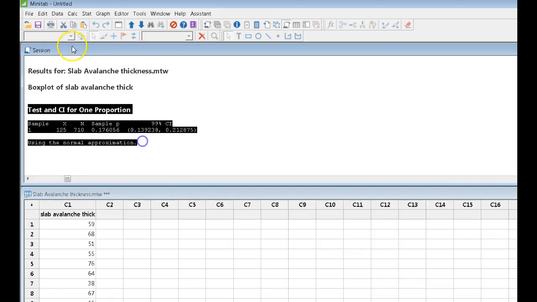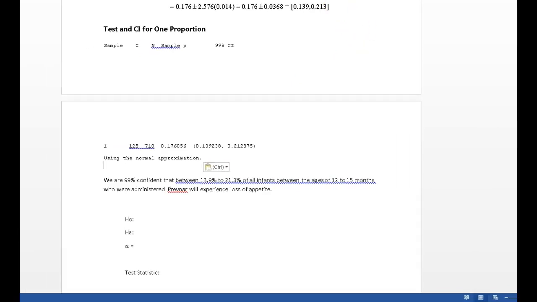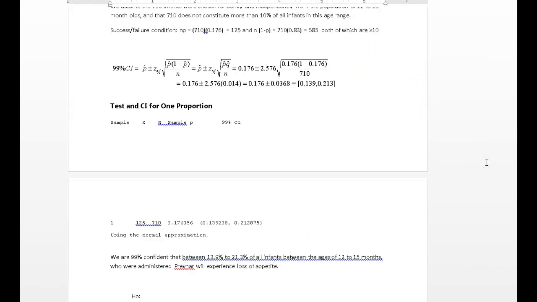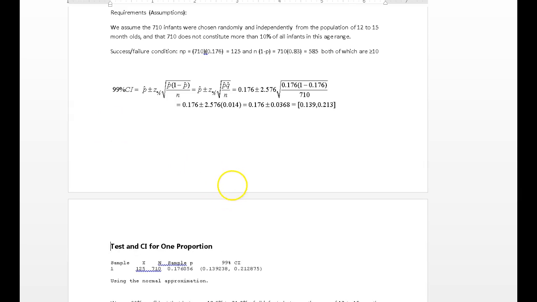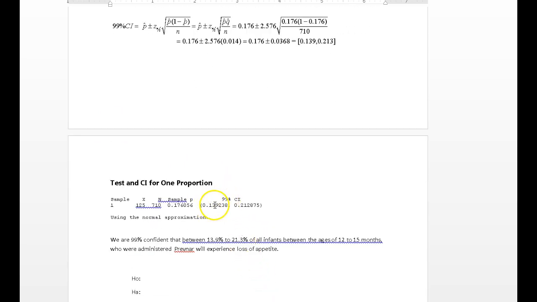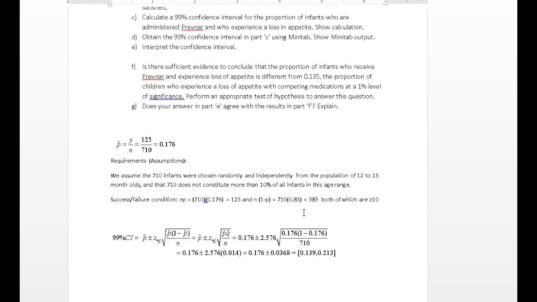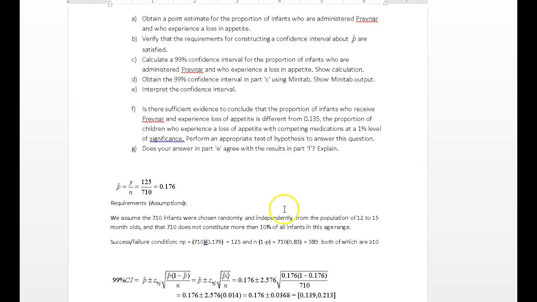All right, there it is, and I can copy that. And I'm going to paste that back in my Word file, and we'll have a look now. Okay, so in my Word file, there's my interval, 0.139, and Minitab gives me the same thing, 0.139, 0.2128, which I've rounded off to 0.213. All right, so we've answered this question. Okay, we've got the confidence interval.